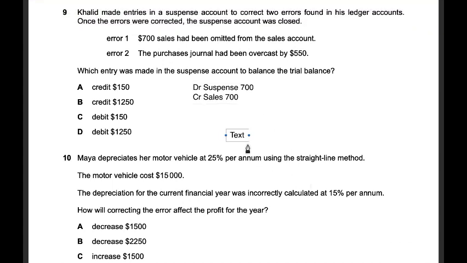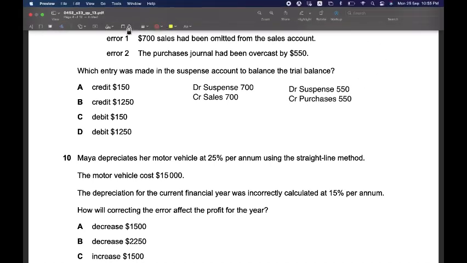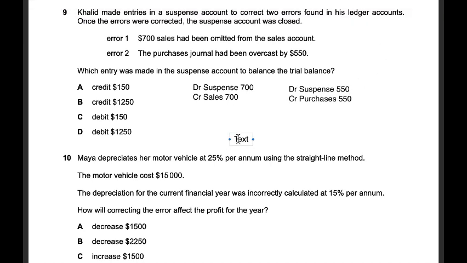And for error 2, the purchases journal had been overcast by 550. Since it has been increased by 550, we have to decrease it by 550. To increase the balance, we debit it. So to decrease the balance, we credit purchases by 550. And we debit suspense because there is nothing else on the suspense account. This is the entry for error 2. Which entry was made in the suspense account to balance the trial balance?